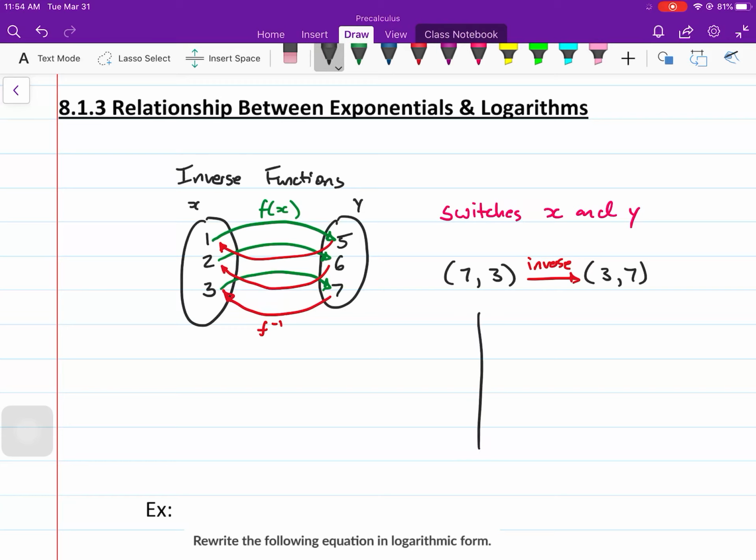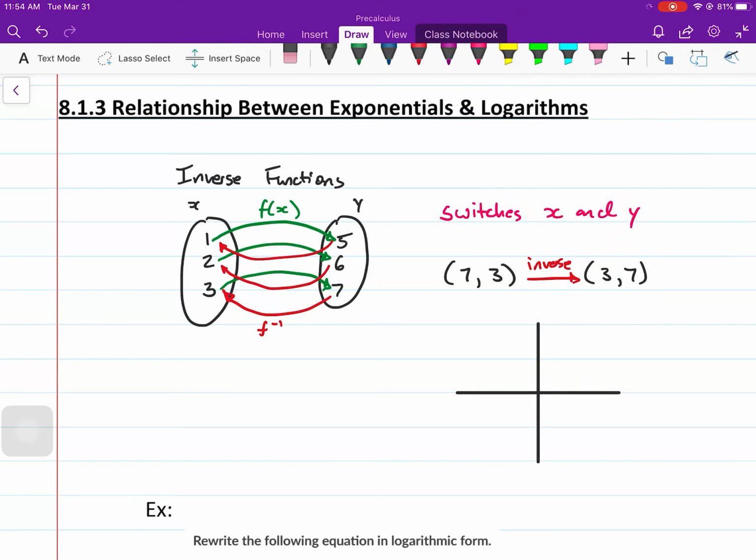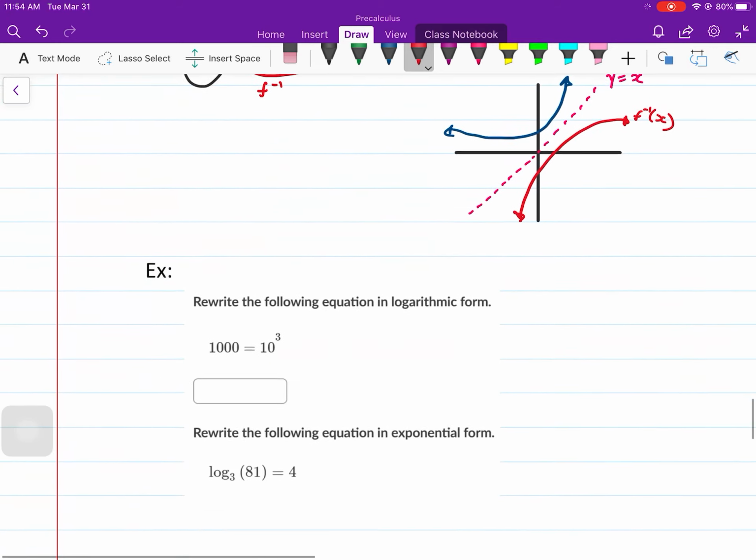And the interesting thing, because we're going to be getting into graphs right now, is that a graph reflects based upon the line y equals x. So let's just say you have something going on over here like this, and this is f. Then the inverse would go like that. So that's the main idea.